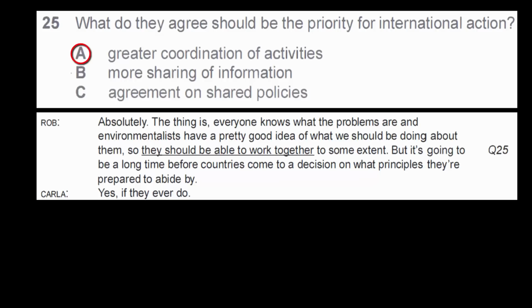Absolutely. The thing is, everyone knows what the problems are, and environmentalists have a pretty good idea of what we should be doing about them, so they should be able to work together to some extent. But it's going to be a long time before countries come to a decision on what principles they're prepared to abide by. Yeah, if they ever do.